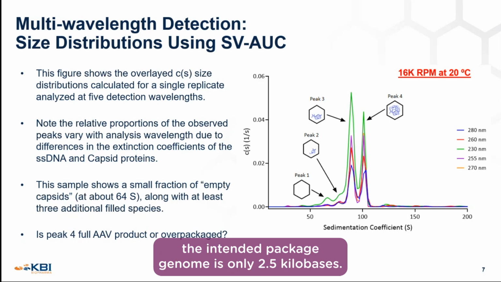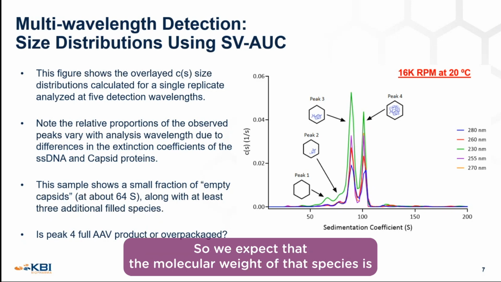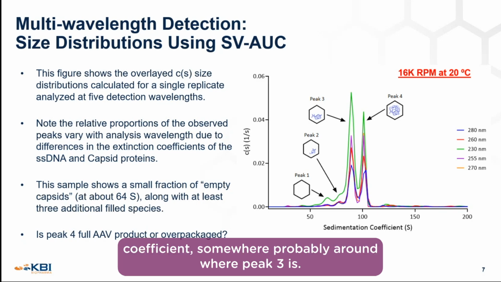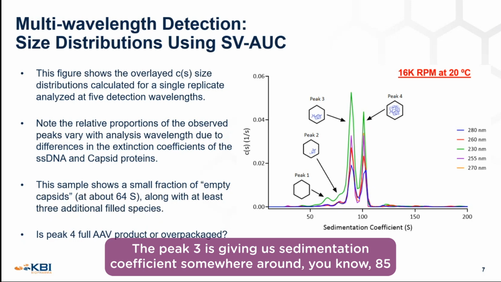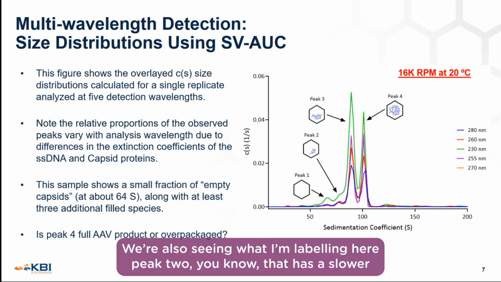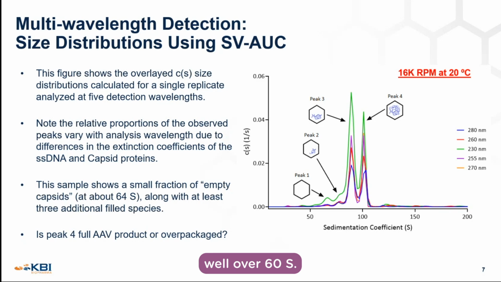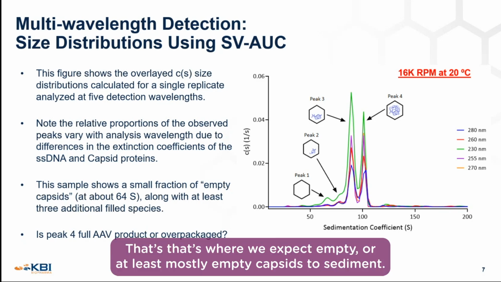So we expect that the molecular weight of that species is of course going to be less, and we expect to have a slower sedimentation coefficient, somewhere probably around where peak 3 is. Peak 3 is giving us a sedimentation coefficient somewhere around 85S or so. We're also seeing what I'm labeling here as peak 2, that has a slower sedimentation coefficient, and then all the way down to peak 1, with a sedimentation coefficient of a little over 60S. That's where we expect empty, or at least mostly empty capsids to sediment.